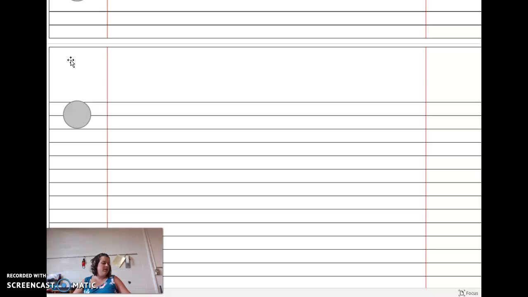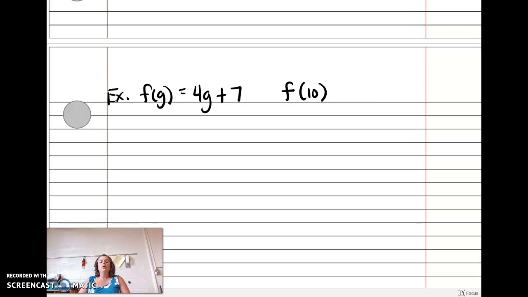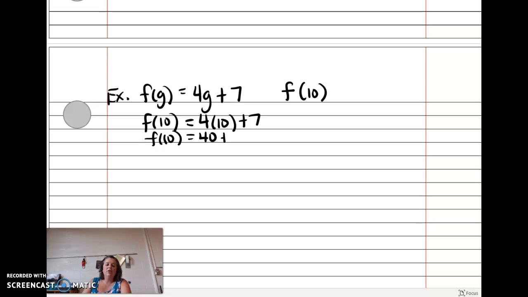All right, let's try another one. All right, so let's say I get f of g equals 4g plus 7. We're going to find f of 10. So to do this again, we're looking at f of 10. So instead of g, we're going to put 10 in there and evaluate. So f of 10 equals 40 plus 7. So f of 10 equals 47. This is your function notation.